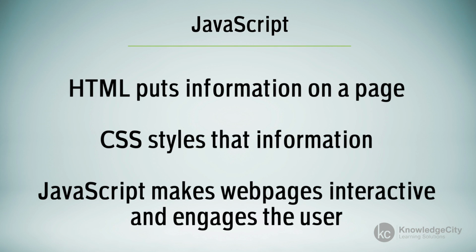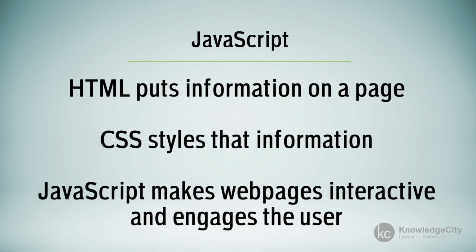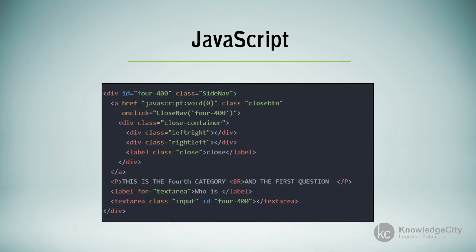Let's take a look. As you know, HTML puts information on a page. CSS styles that information and makes it look pretty. JavaScript makes the web pages interactive, and that engages the user. For our game, we need to be able to click on a dollar value and open up a slider window. We don't want to go to a new HTML page because we need to be able to save all of the answers that we're going to be typing in.